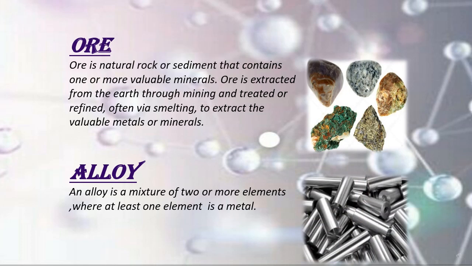After the introduction part, we will discuss ores and alloys. Ore is natural rock or sediment that contains one or more valuable minerals. Ore is extracted from the earth through mining and treated or refined, often via smelting, to extract the valuable metals or minerals. Whereas an alloy is a mixture of two or more elements where at least one element is a metal.